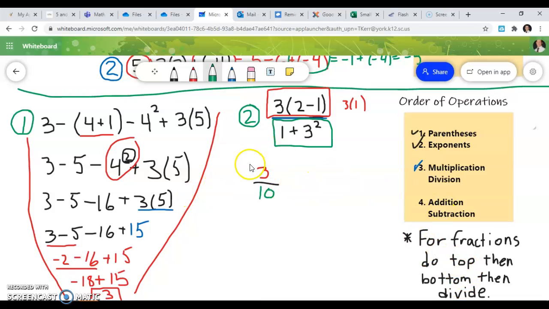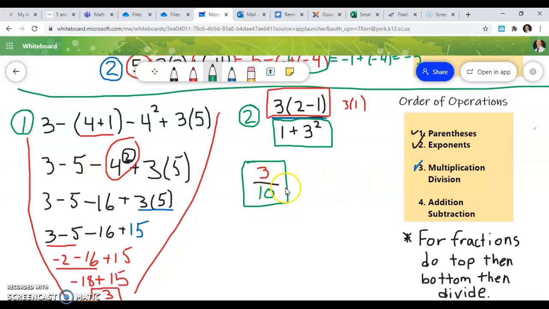And so now you could divide if it went into it evenly, but 3/10 looks like a good answer to me. So you could do 3 divided by 10, but this is actually a final answer here because it doesn't simplify at all. Okay, so you would do the top first, then the bottom, and then if you need to, you can divide afterwards. And so that is it.